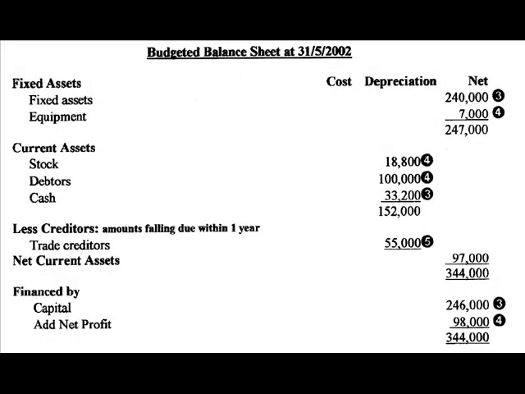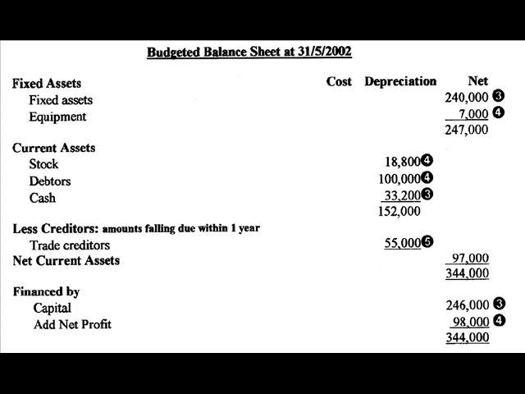Moving on then to that balance sheet, we'll see straight away that our cash and bank is the 33,200 that we've just calculated. But looking up at the fixed assets, we started with 240,000 and we've now added another 7,000 for equipment. Looking at the current assets, the stock of 18,800 was given to us. The €100,000 debtors, those are our May sales for which we haven't been paid yet. So our 3 current assets total 152,000, and our only current liability are our trade creditors.